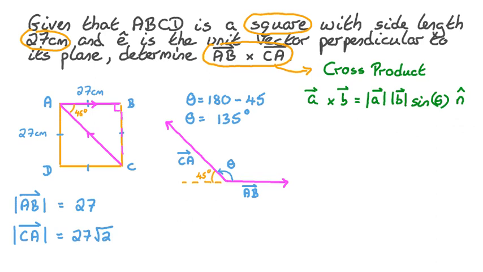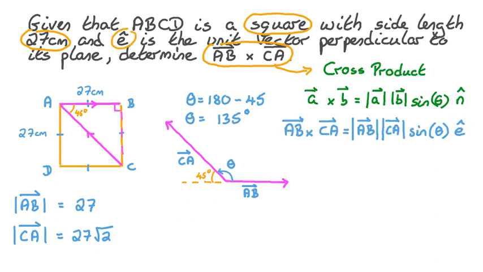We can now calculate the cross product of vector AB and vector CA. AB cross CA is equal to the magnitude of AB multiplied by the magnitude of CA multiplied by sine of angle theta multiplied by the unit vector E, as this is the unit vector perpendicular to the plane.